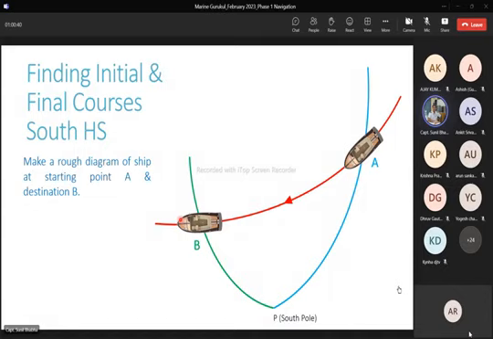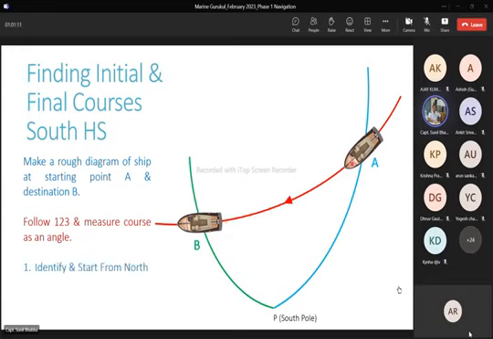Now we will first calculate angle A and angle B, that is, these angles of the triangle PAB, using the cosine formula. Once these angles are known, we can use them to find our initial and final courses. So let's now apply our 1, 2, 3 method and see how we can identify the course at each location.